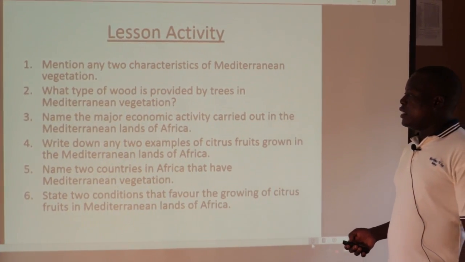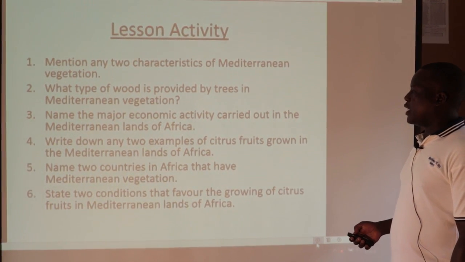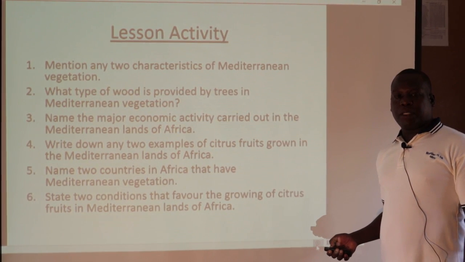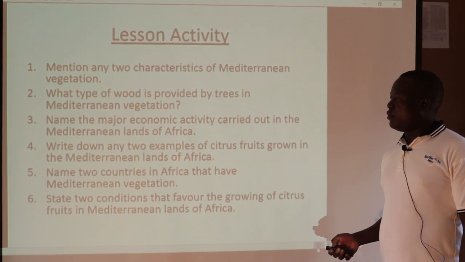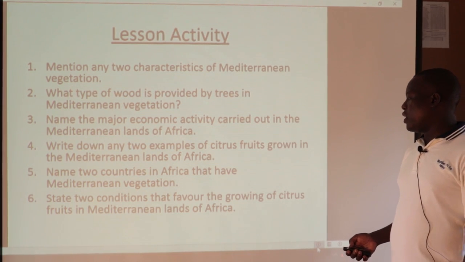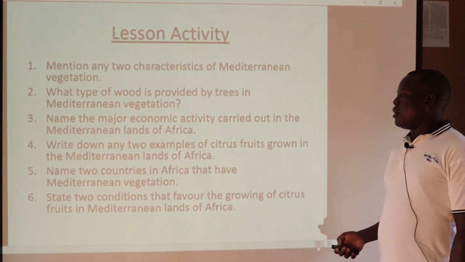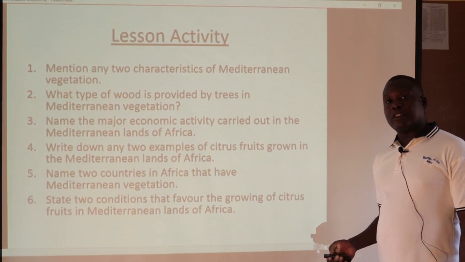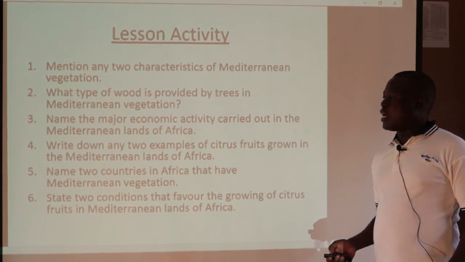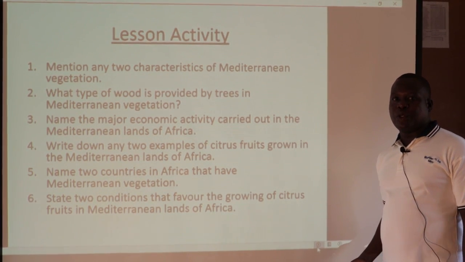Name 2 countries in Africa that have Mediterranean vegetation. So you will pick the countries where you will find the Mediterranean. And lastly, state 2 conditions that favor the growing of citrus fruits in Mediterranean lands of Africa. All of that we have done. You will go through your notes and they will be able to guide you.